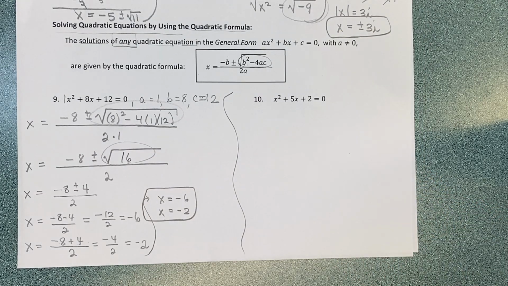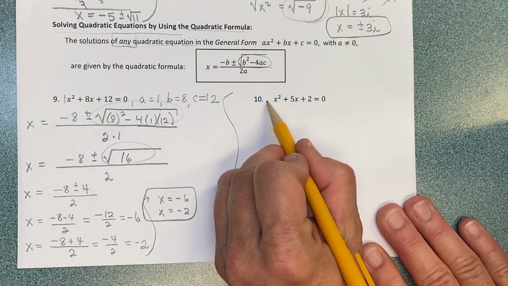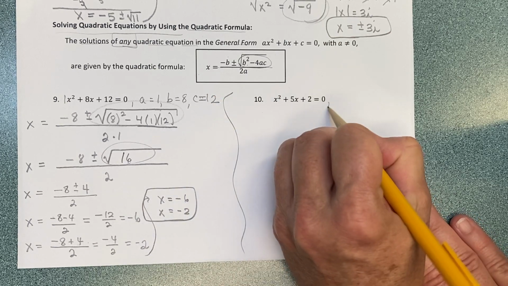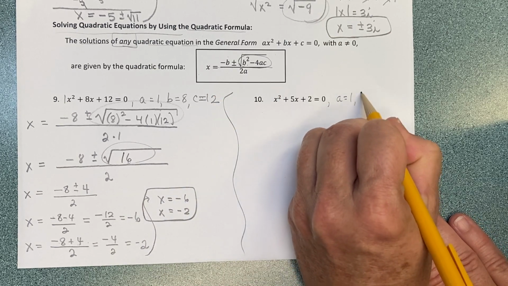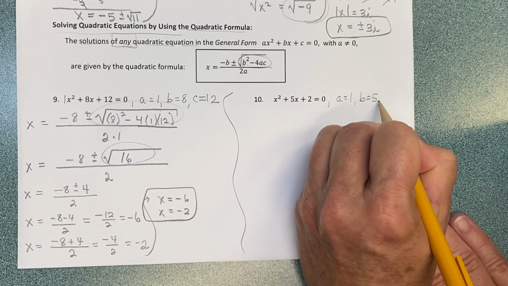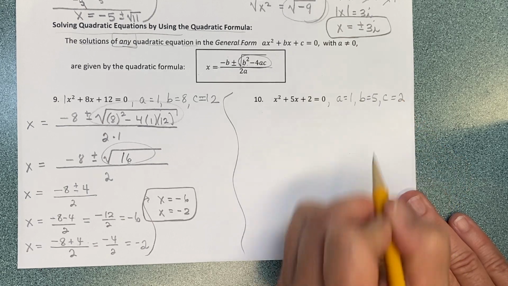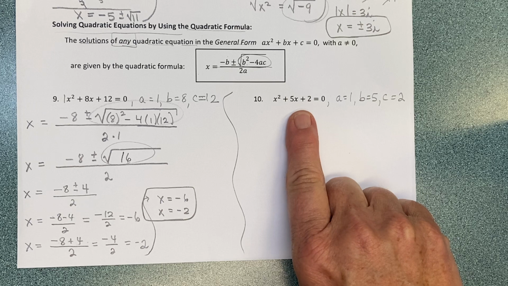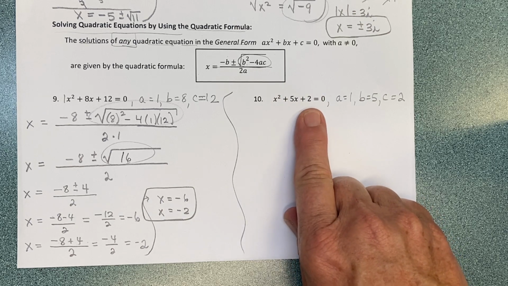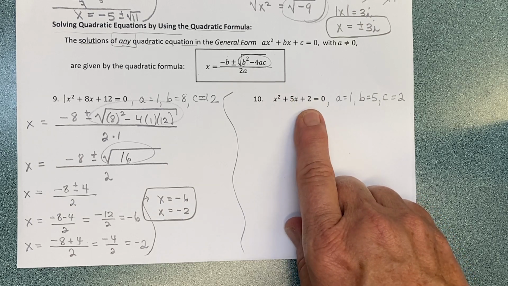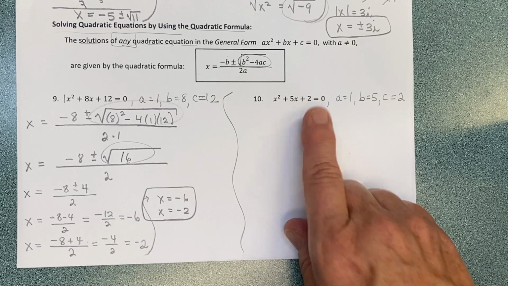All right, more quadratic formula. All right, we're in general form. I'm going to use the quadratic formula. Let me go ahead and list a, b, and c. Now, unfortunately, on this one, you could not factor this. This would be what we would call prime. It doesn't factor, but I can still solve it by using the quadratic formula.